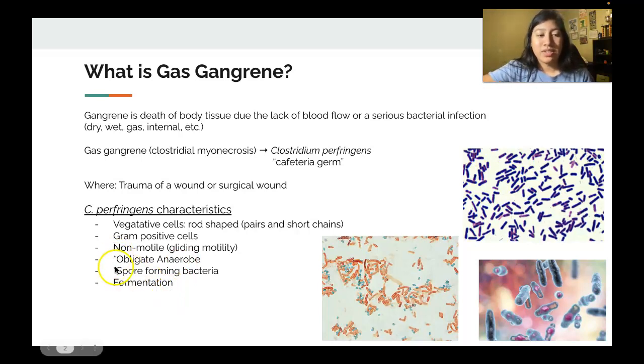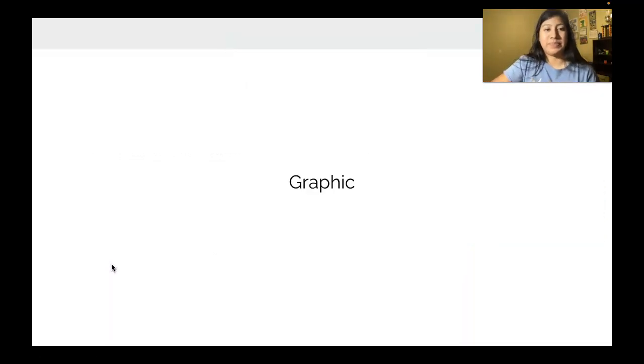They're obligate anaerobes, which means that they don't like oxygen, they can't secrete their toxins, and they're also spore-forming bacteria. They also do fermentation. Now, I starred these two characteristics because they will be very important in our later discussion of these bacteria. I do have to warn you, in future images, they will be a bit graphic.